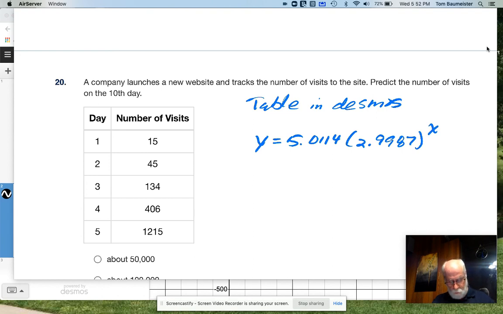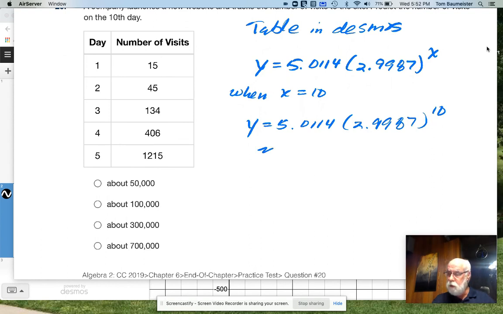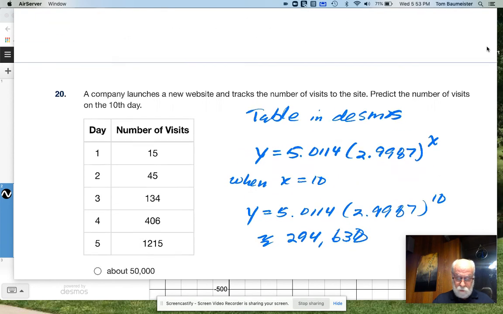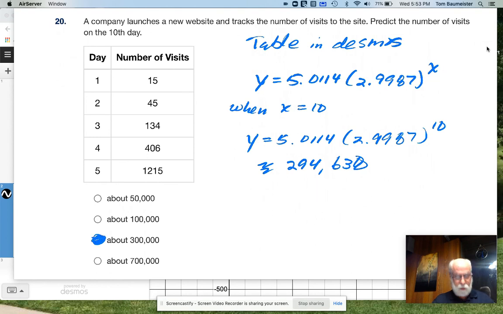Okay. And then you're going to say when X is equal to 10, you'll plug that in. So you get Y is equal to 5.0114 times 2.9987 raised to the 10th power. And if you work that out, ladies and gentlemen, you get approximately 294,638. So as you can see, the closest that is to is about 3,000.